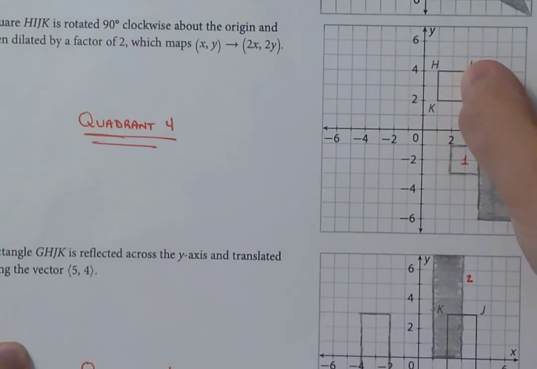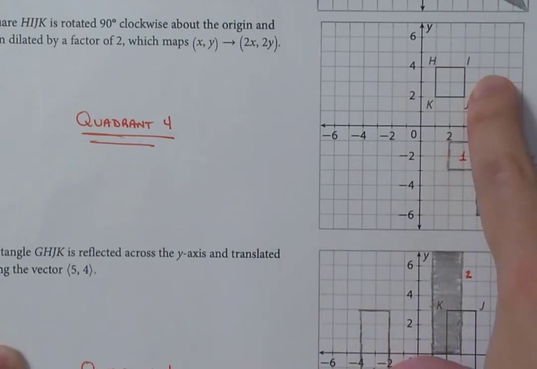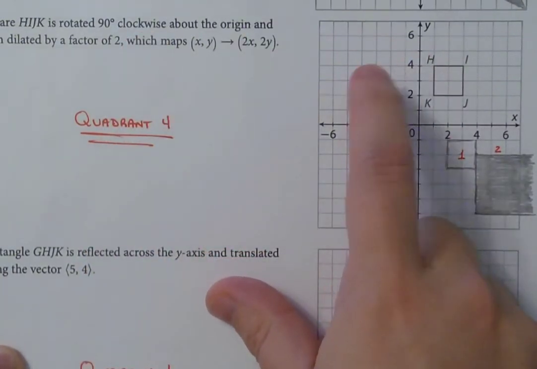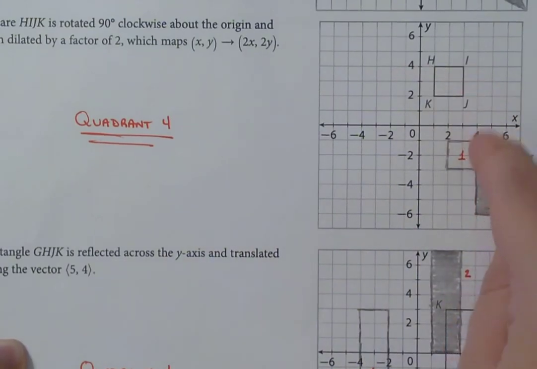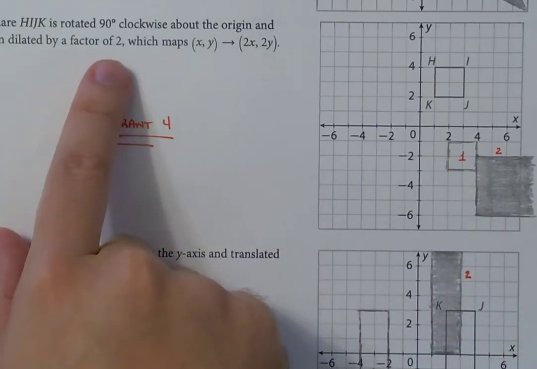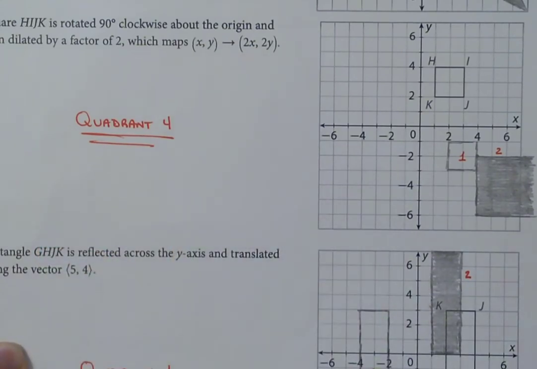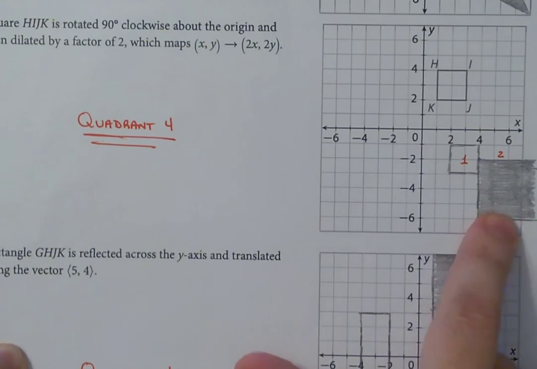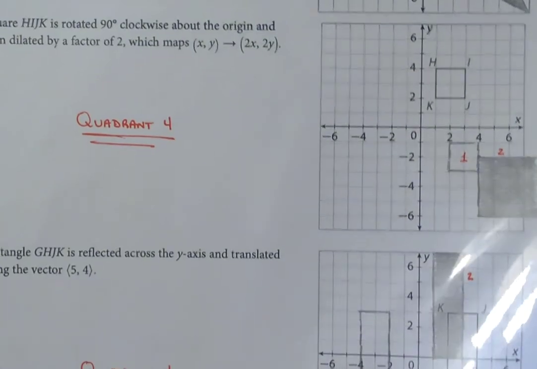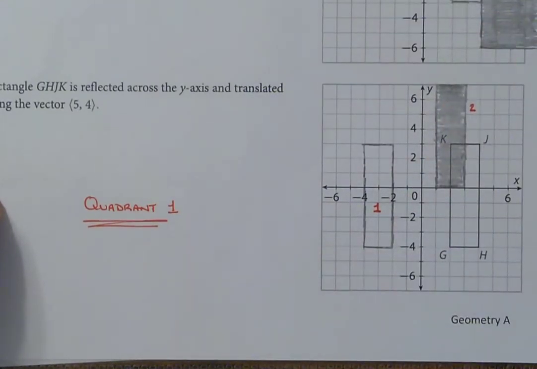So I've taken this square. I went through and used the rules for transformation for 90-degree rotation, but this is clockwise, not counterclockwise. If it was counterclockwise, it would be over here. So I'm rotating it clockwise. So that's my first point. And then it talks about being dilated by a factor of 2, which maps xy to 2x comma 2y, which means I'm going to increase this by 2, and then that is my final resting spot for this square. All right, and then for C, so again, that was quadrant 4 for B.